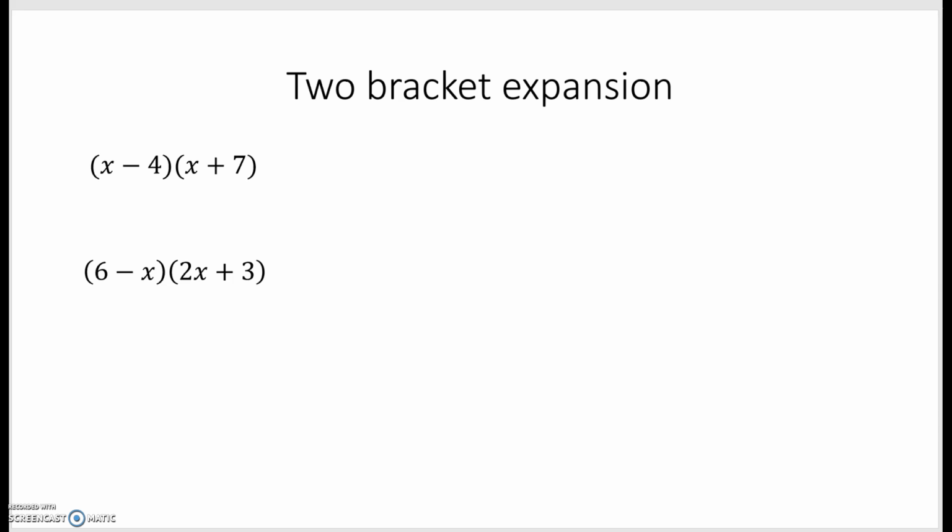So first example, x minus 4 times x plus 5. I tend to use the FOIL acronym. So I'm going to multiply the firsts together, then the outsides, then the insides, and then the lasts. Then I'd need to tidy it up, and we're done. The next one looks a bit odd, but we just do it exactly the same way.